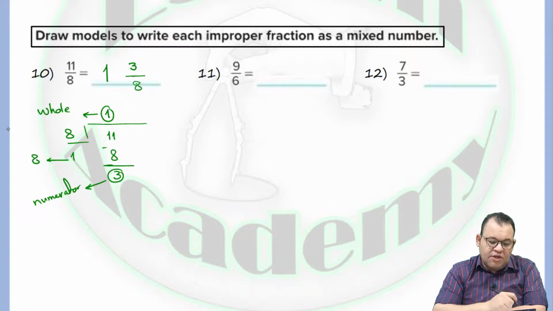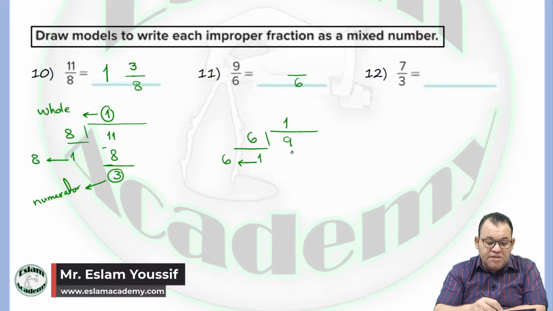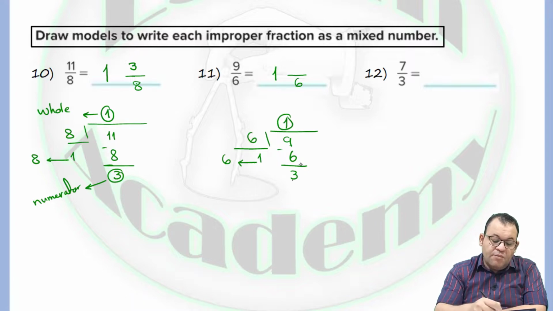Again in question number 11, we have 9 over 6. At first, we will write 6 for the denominator. Then use long division to divide 9 by 6. 9 divided by 6 equals 1, because we know that 1 multiplied by 6 equals 6. We write 1 up and 6 down. By subtracting we get 3. So the whole number is 1, and the remainder will be the numerator. So it will equal 1 and 3 over 6.